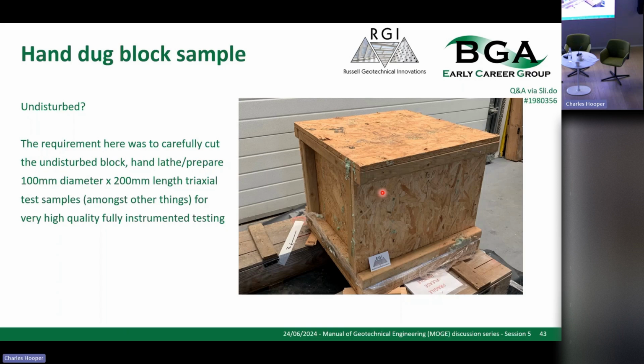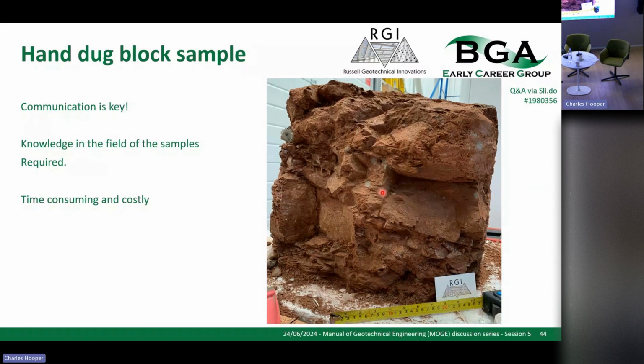We were asked for this material that when we got it open, we then had to cut the block that was inside and take 200 by 100 millimeter triaxial samples out of this and prepare them for very specialist testing. We opened the box. That was what was in the box. You can see the scale at the bottom, 200 millimeters. We were supposed to take vertically 200 millimeter length samples from that.